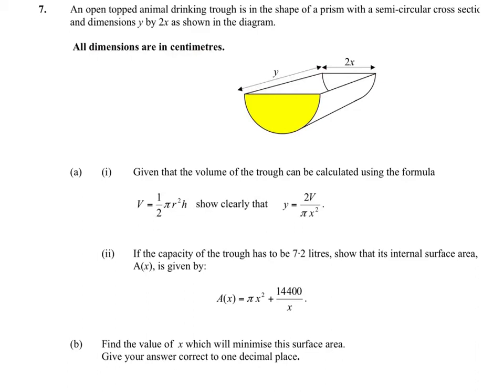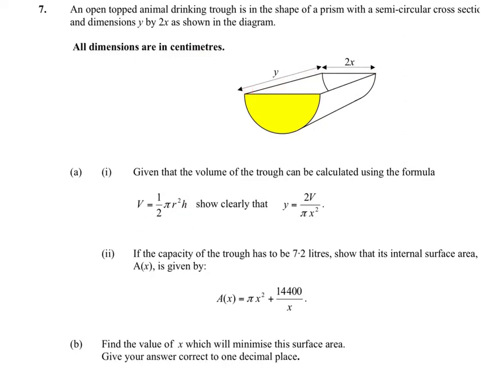Part 1 says, given that the volume of the trough can be calculated using the formula V equals a half pi r squared h, show clearly that y equals 2V over pi x squared. So if we look at the diagram, we should notice first of all that the diameter of the semicircle is 2x. That then means that the radius would be half of that, which is x. Also, if the trough were standing upright, the height would be the distance from here to here, which means h in our formula is in fact y.